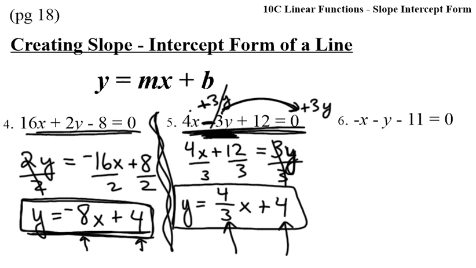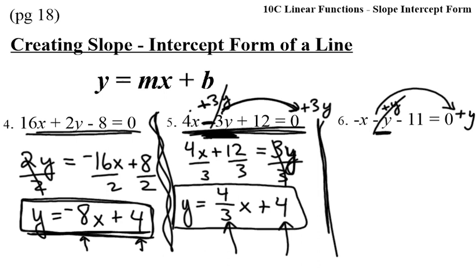My y-intercept is 4. And number 6, building on that same idea. Everything's on one side. It's a -y. I don't want a -y. Let's move it to the other side. Add y. -y plus y gets rid of it. Plus y, there's my positive y.